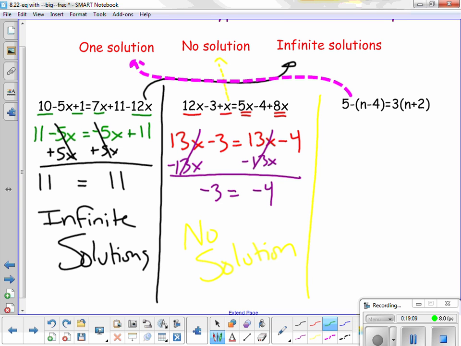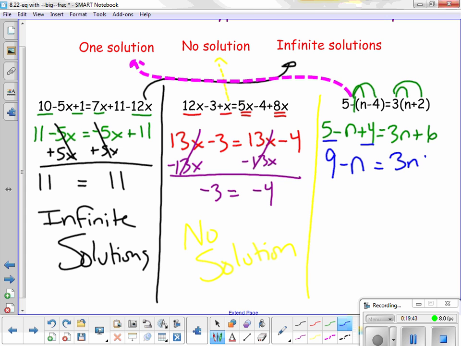Well, looking at the left-hand side, I have parentheses, and that's like a 1 there, isn't it? So I need to distribute. So I bring down the 5, and I say negative 1 times n is negative n. Negative 1 times negative 4 is positive 4, so we put it down as plus, equals, and there's distribution here as well. 3 times n is 3n. 3 times 2 is 6. Now I look at the left-hand side, and I have a positive 5 and a positive 4 that can be put together, so it gives me 9. Bring down the minus n, equals 3n plus 6.